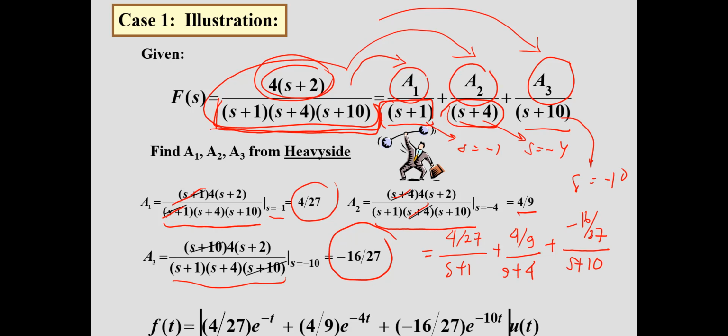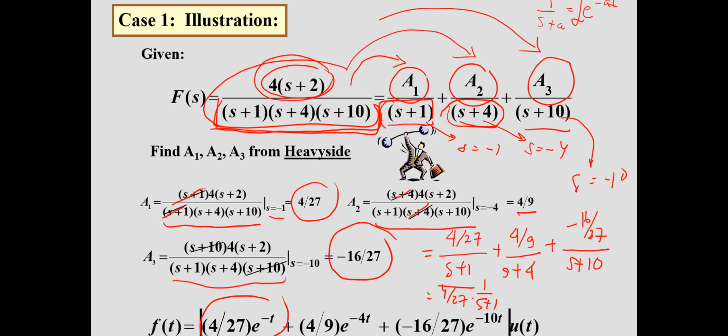Okay, so then remember that 1 per s plus a is the Laplace of e power of minus at. So the Laplace of e power of minus at is 1 per s plus a. So if we have 4 per 27 per s plus 1, it's like 4 per 27 multiplied by 1 per s plus 1. And for 1 per s plus 1, the inverse Laplace transform is e power of minus t. So we get that 4 per 27 per s plus 1 is equal to 4 per 27 multiplied by e power of minus t.